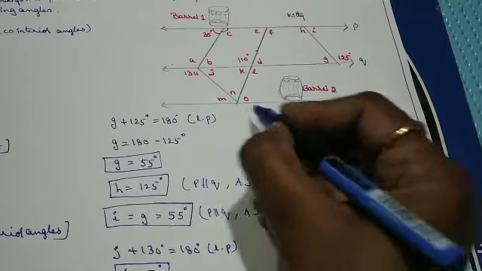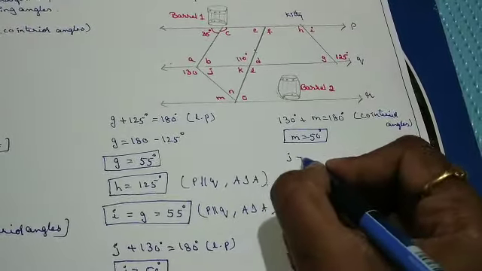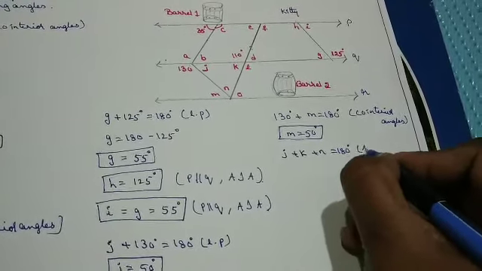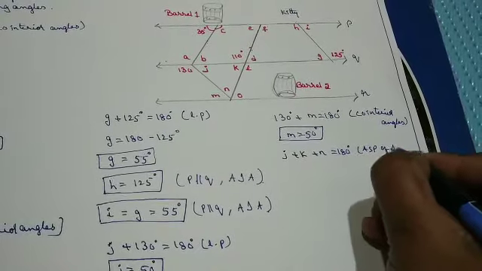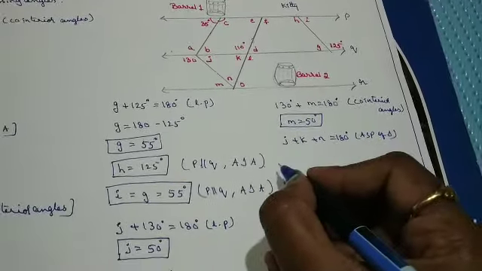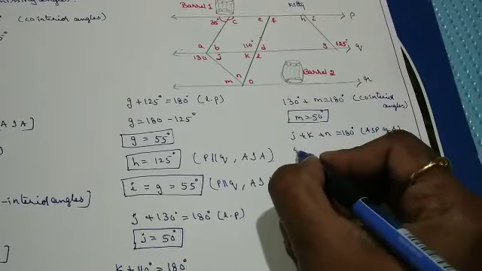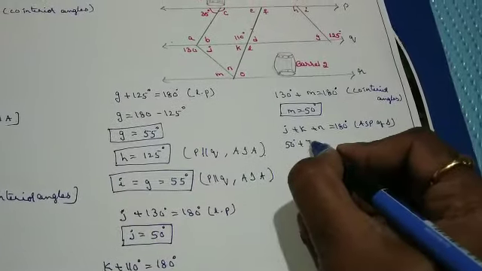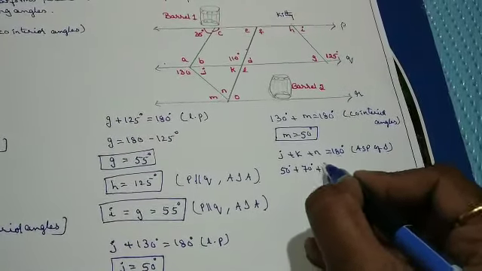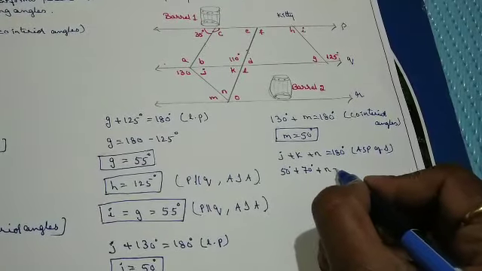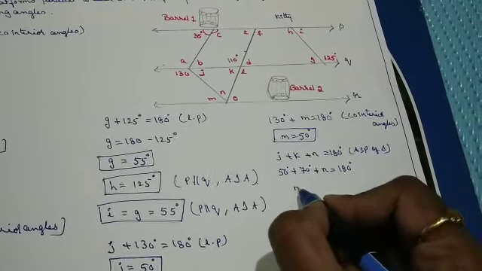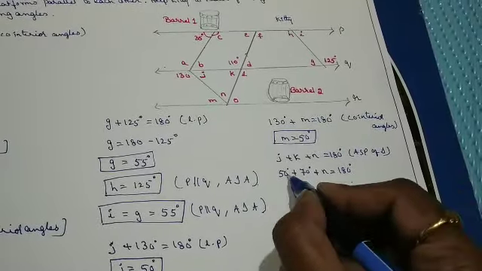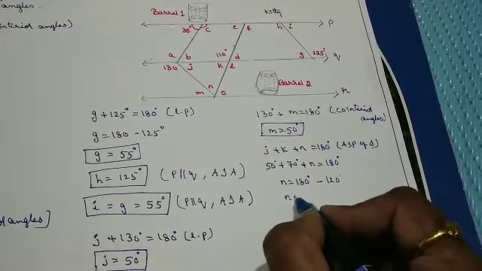Next to apply N. So J plus K plus N equal to 180 degree. Reason? Angle sum property of triangle. Then J value we got, so the value of J is 50 plus K, the value of K is 70, plus N we need to find, 180. Then N equal to 180 minus 120, because 50 plus 70 is 120. Then N equal to 60 degree.